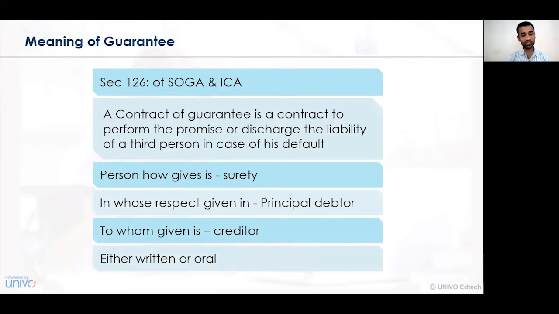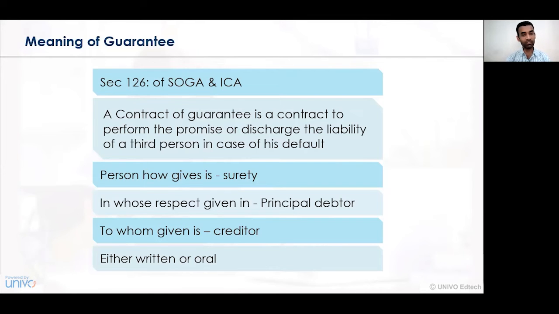The first party, that is the person who gives the guarantee, is called a surety. The person in respect of whom the guarantee is given is called the principal debtor, and the person to whom the guarantee is given is called a creditor. So a guarantee contract is a contract to perform the promise. So what is the promise? The promise to discharge the liability of the third person when he commits a default.